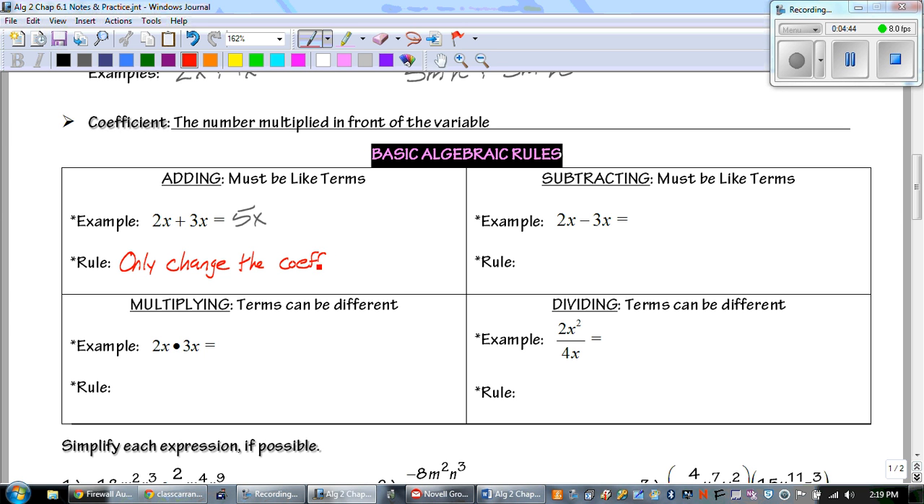Okay, it's another one of Mr. Rice's favorite words to spell. So we only change the coefficients.